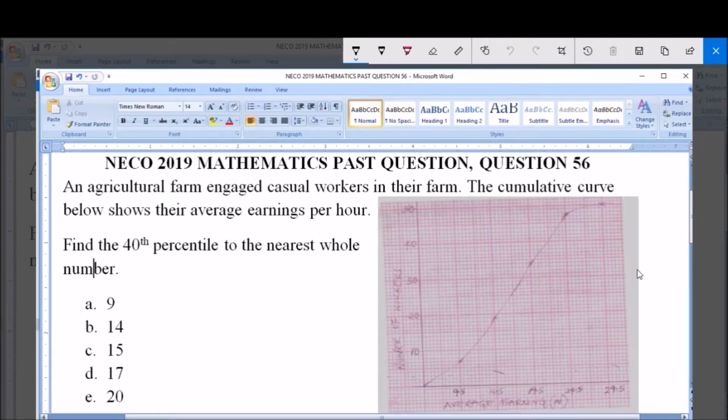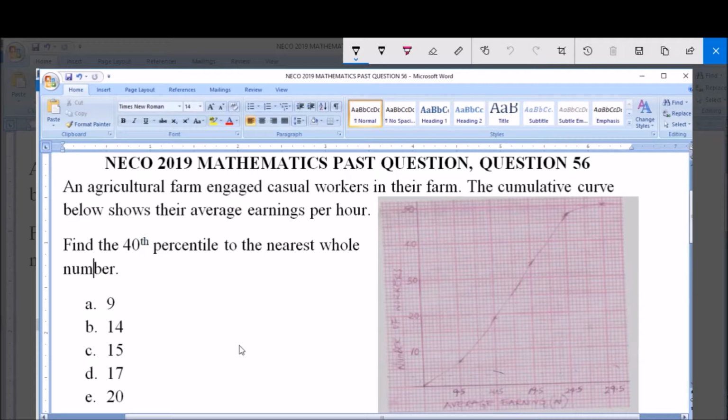Today I'm going to be solving NECO 2019 Mathematics Past Question, question 56. An agricultural farm engaged casual workers in their farm. The cumulative curve below shows their average earning per hour. Find the 40th percentile to the nearest whole number. A 9, B 14, C 15, D 17 and E 20.